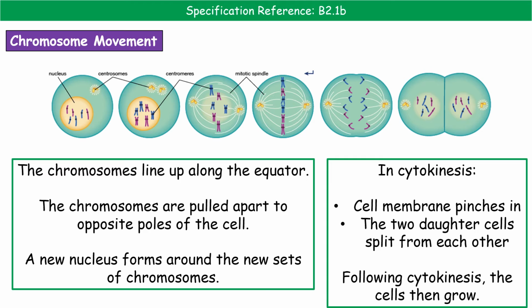Once those individual chromosomes have reached the opposite poles, we form a new nucleus around the new set of chromosomes, and then the cell divides in a process called cytokinesis. So the cell membrane pinches in and we make 2 separate daughter cells.